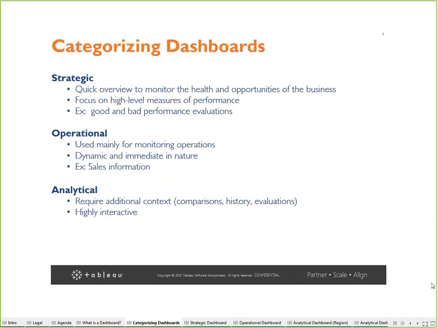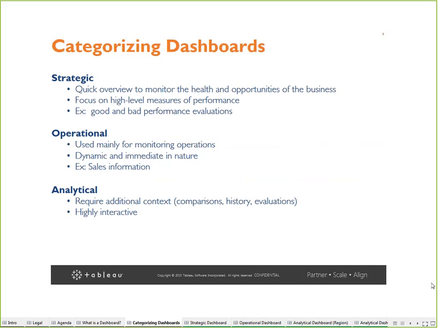So categorizing dashboards, there's really three main categories. One is strategic, and these are typically your high-level summaries of the most important information. And typically, these are static snapshots of data. This would be something that an executive would want to look at, or a VP would want to look at each morning they get to their office. They want to take a quick look at their strategic dashboard and get a finger on the pulse very quickly.